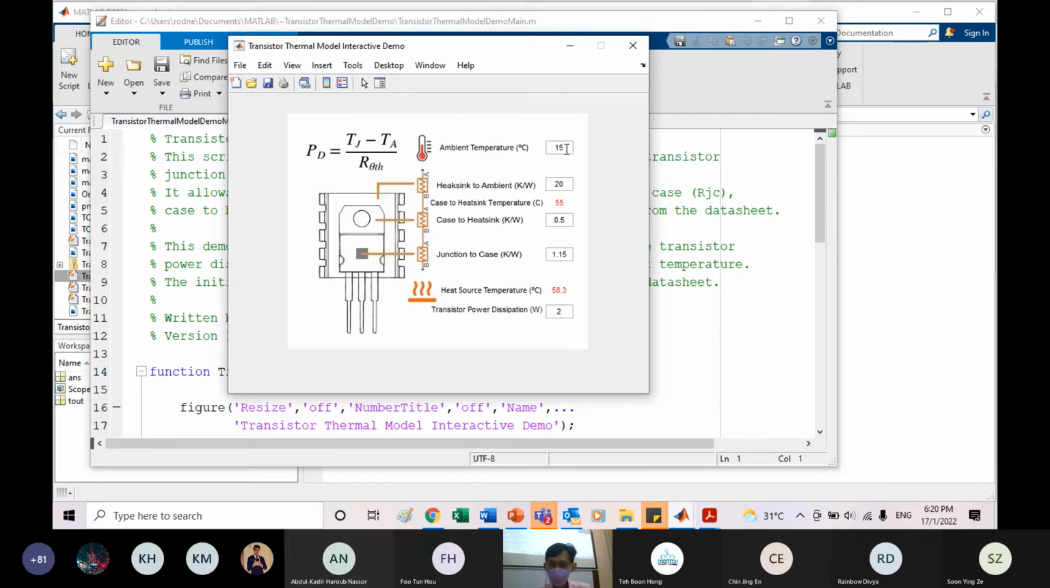So you can play around. You can see what happens if your ambient temperature increases to 20, and you will see it affects all this. Now these two cannot change. The 0.5 is for the transistor and came from the data sheet. You cannot change that. But what you can change is the environment temperature and the heat sink.